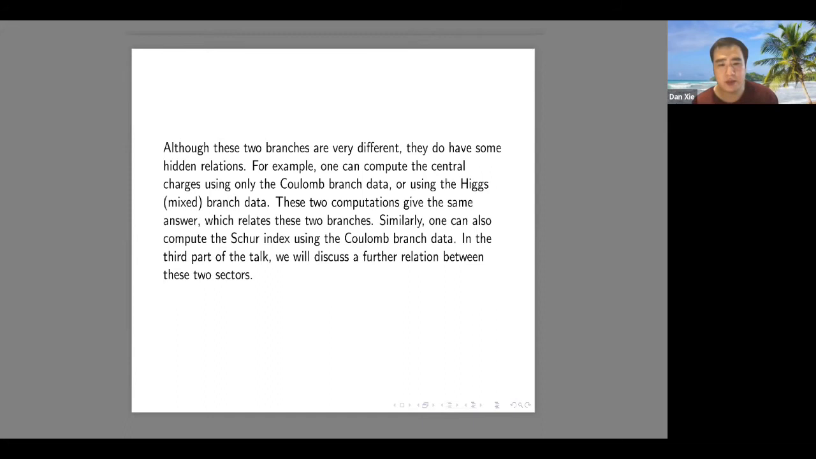Similarly, one can actually compute the Schur index using the Coulomb branch data. I think this is a work by Chakoti, Wafa, Wenbin Yang, and Jay Wang, and other people. So it seems that these two branches actually are related. And then in the third part of the talk, I will discuss a further relation between these two sectors.